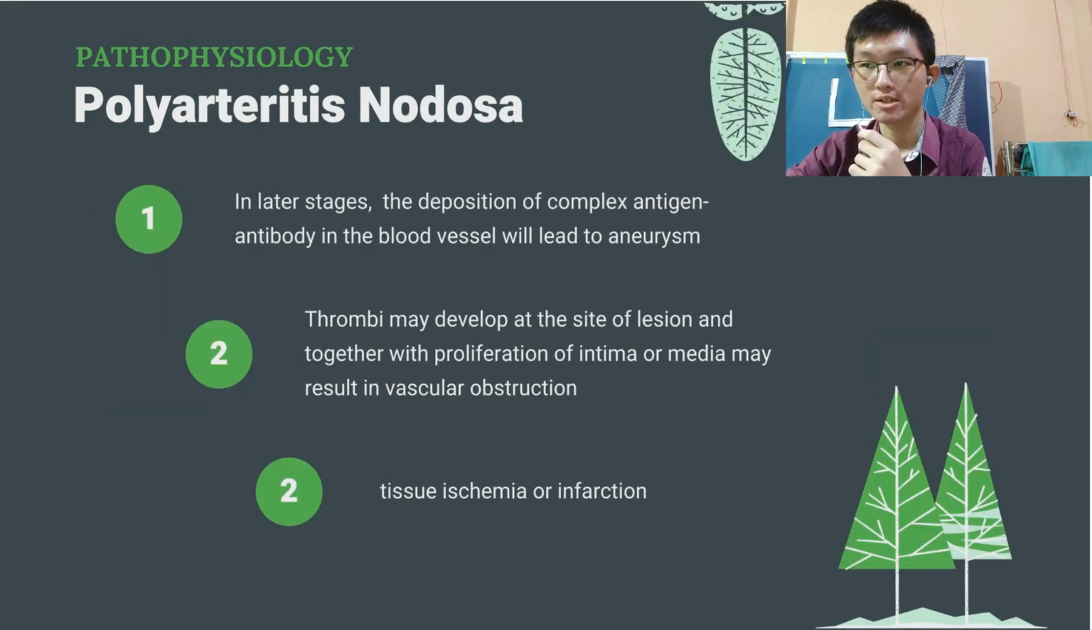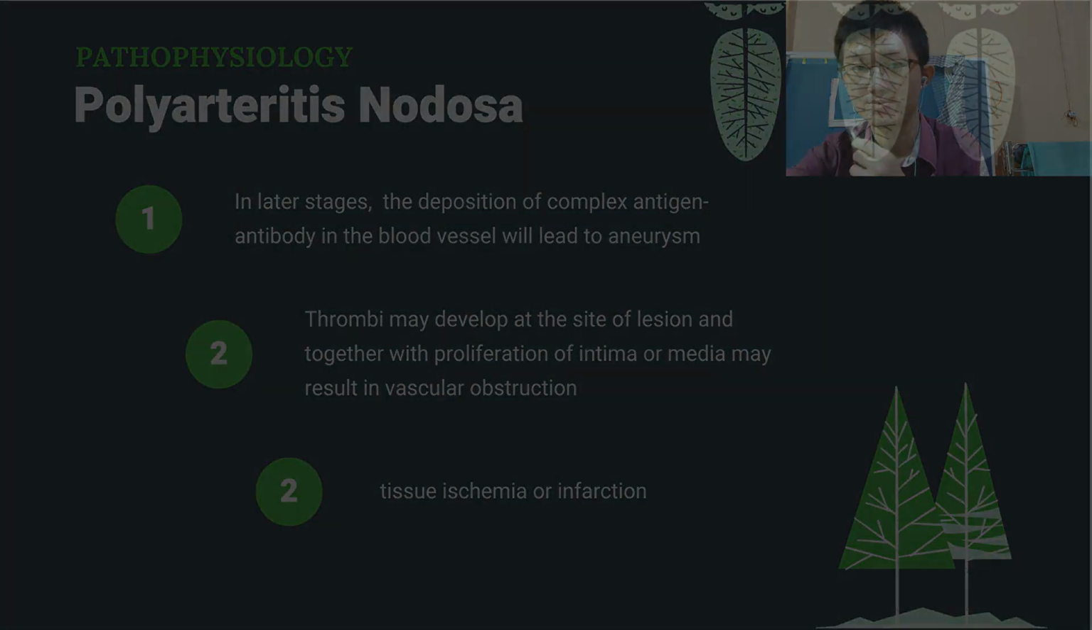In later stages, the deposition of antigen-antibody complexes in blood vessels will lead to aneurysm, which has a risk of rupture of blood vessels. Thrombosis may develop at the site of the lesion, and together with proliferation of the intima or media, may result in vascular obstruction that could lead to tissue ischemia or infarction.